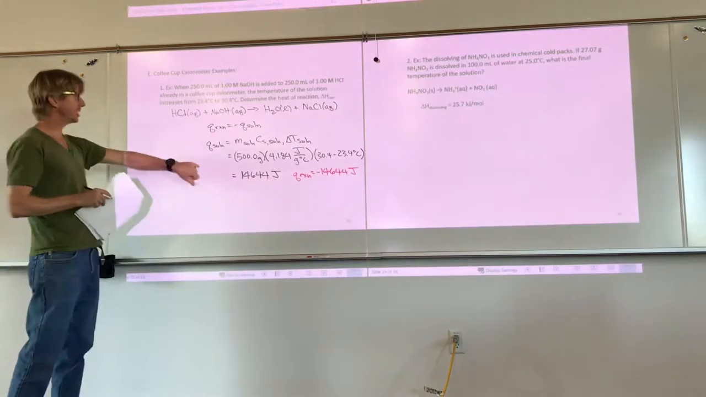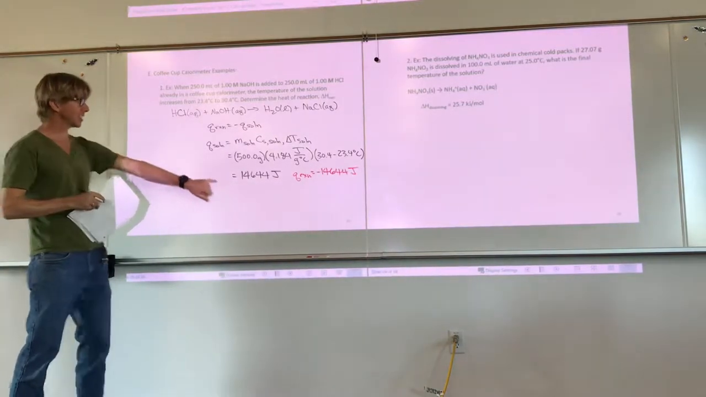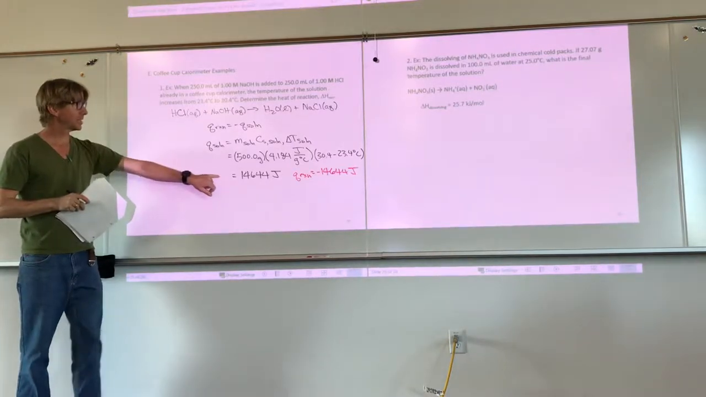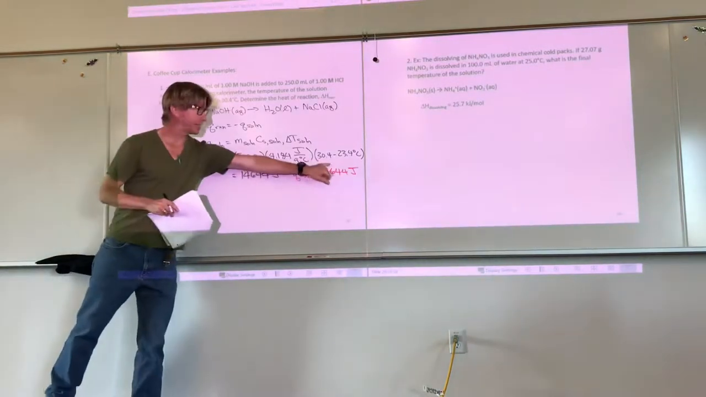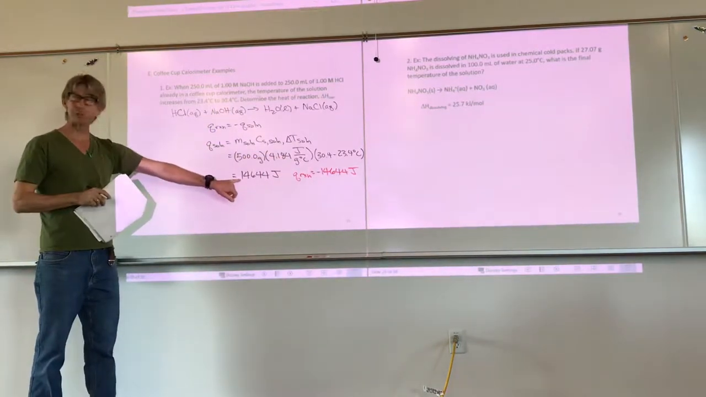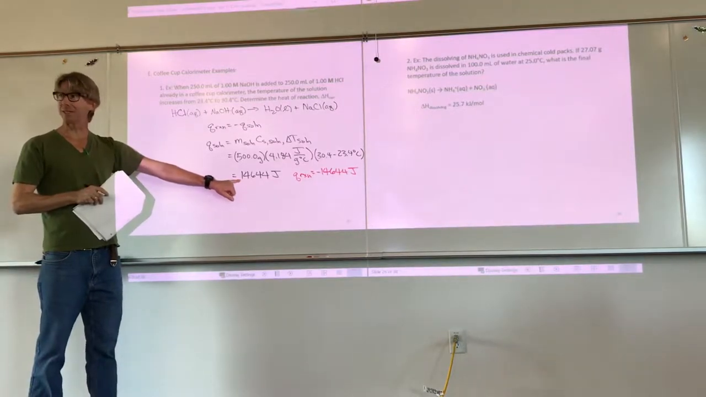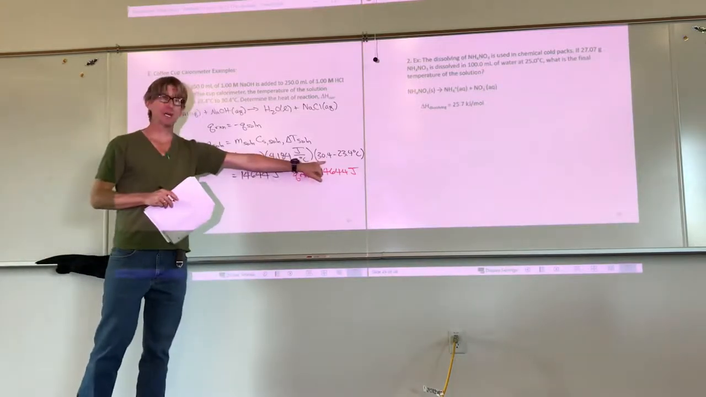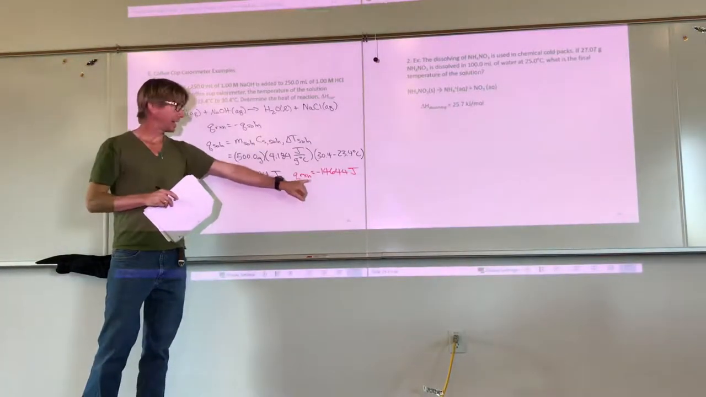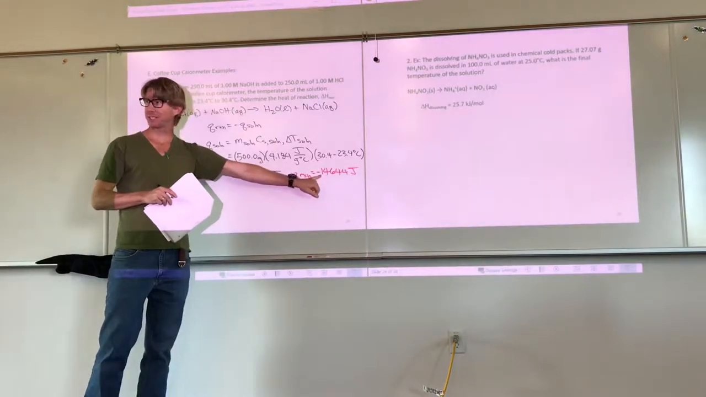And where we left off here was we had the reaction, we'd solved for the joules, the energy, Q solution, associated with the heating up of the solution. And this number is positive. That means that the solution took in energy. That's how the temperature got higher. Now, that means that the reaction must have given off energy. And so the reaction has a negative sign here because the reaction gave off energy.